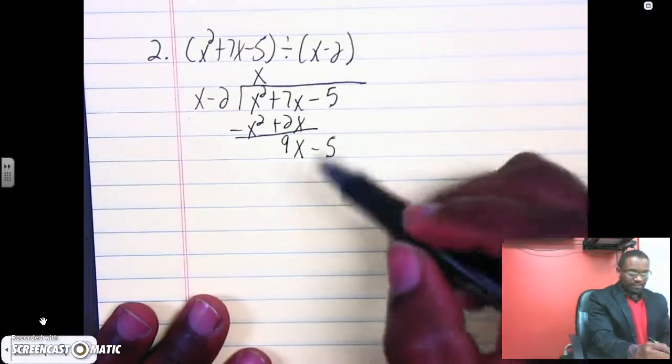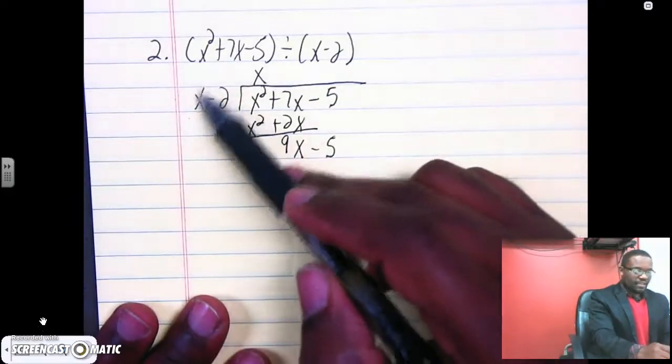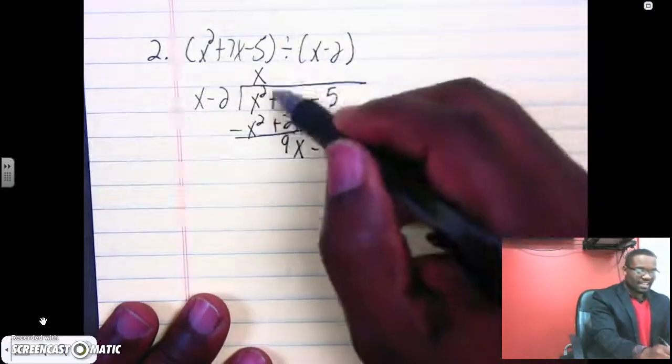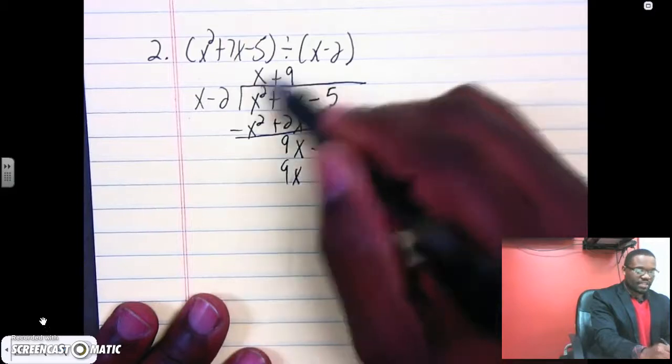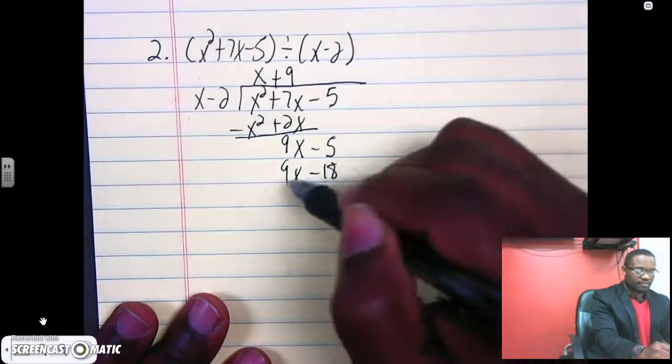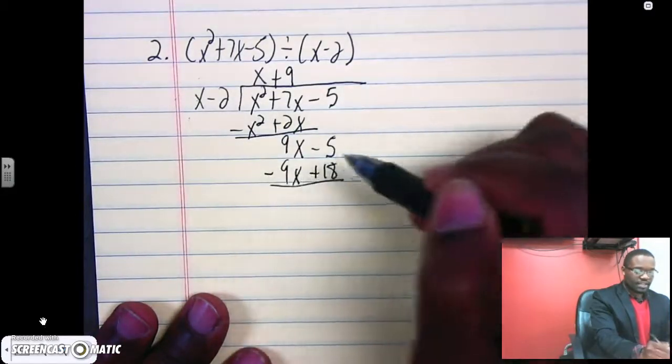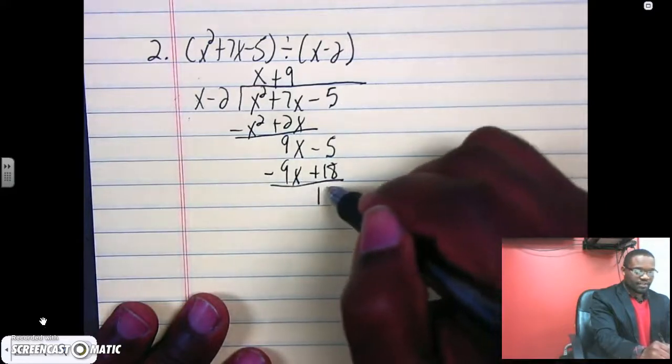Repeat the process. What do I multiply x by to get 9x? And that is a positive 9. 9 times x is 9x. 9 times 2 is negative 18. Draw your line, change your signs, and you get 13.